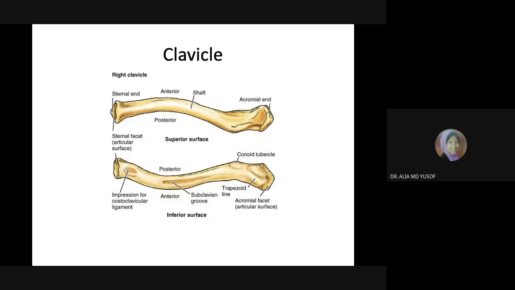So mana yang area of weakness kat sini? Okay, the junction between medial 2/3 and also lateral 1/3. Kat sini the weakest point. Okay.